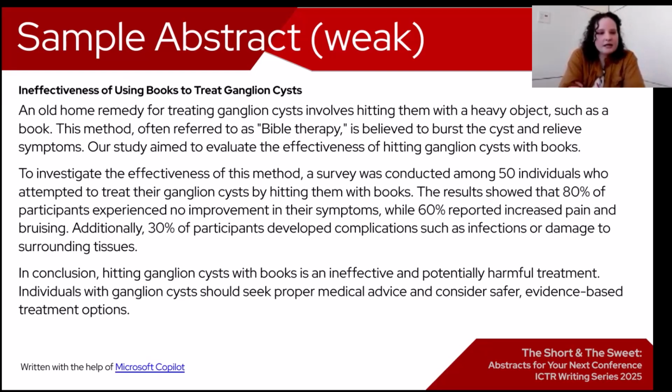And we can see in the introduction here, an old home remedy for treating ganglion cysts involves hitting them with a heavy object, such as a book. This method, often referred to as Bible therapy, is believed to burst the cyst and relieve symptoms. Our study aimed to evaluate the effectiveness of hitting ganglion cysts with books.